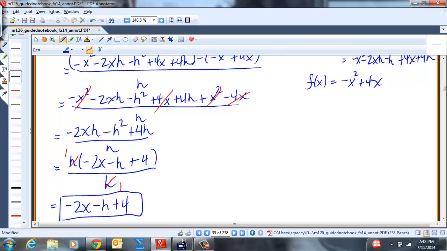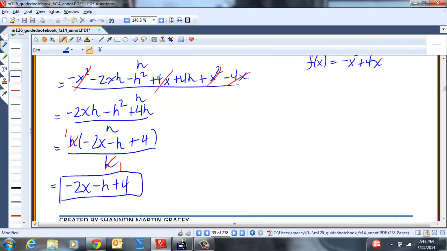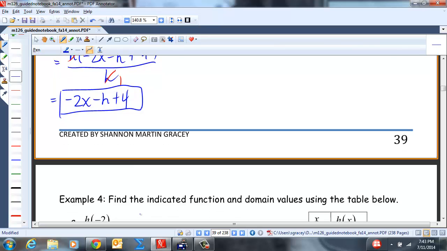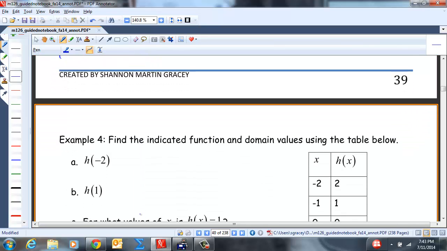When you're in calculus, you'll be sending the limit as h approaches 0, and you'll end up finding that the slope of the graph is negative 2x plus 4. So it's really awesome. You can find the instantaneous rate of change of a curve at any value of x.